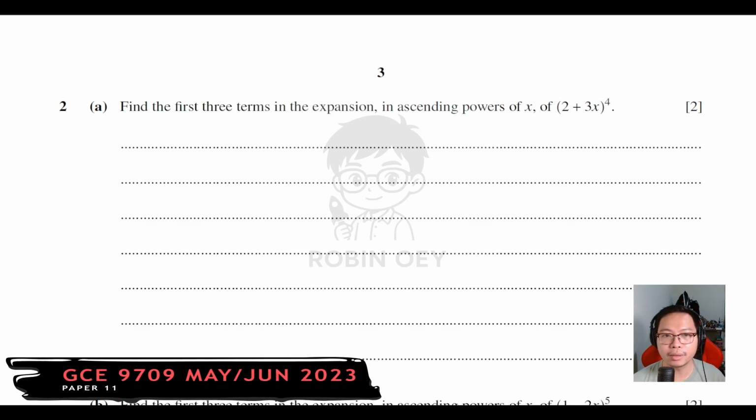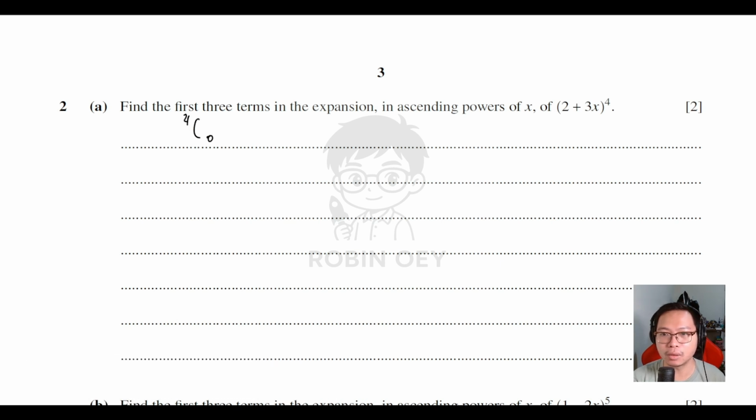Okay, find the first three terms in the expansion in ascending power of x, (2 + 3x) to the power of 4. Okay, for something like this, what I like to do is just put the combination first, for C0, because we are looking at three terms. So we start from 0, for C1, for C2. That's it, the first three terms.